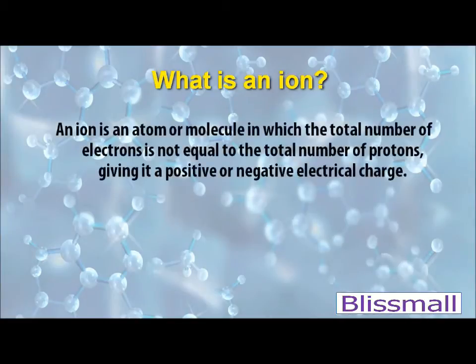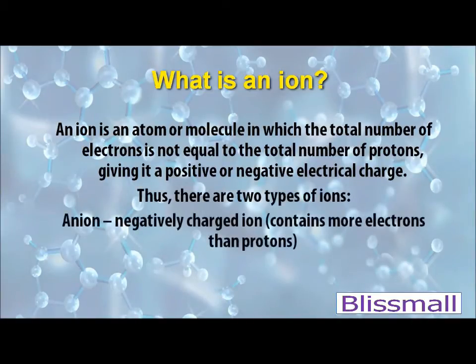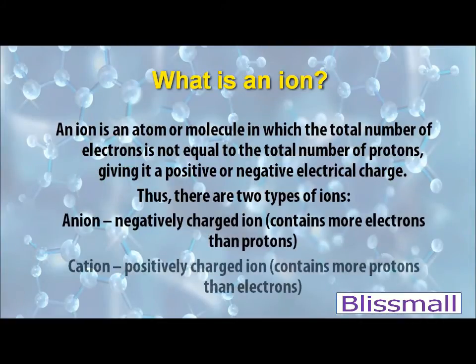An ion is an atom or molecule in which the total number of electrons is not equal to the total number of protons, which gives it a positive or negative electrical charge. Thus, there are two types of ions. An anion is a negatively charged ion, which contains more electrons than protons. A cation is a positively charged ion, which contains more protons than electrons.